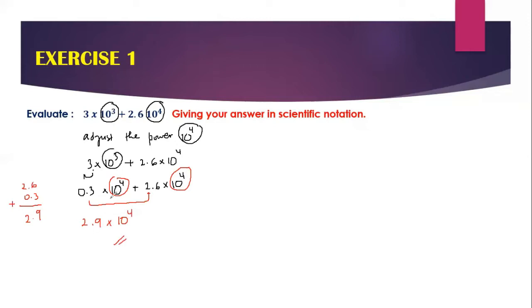Okay. The instruction is giving your answer in scientific notation. Okay, already done. For scientific notation, you have to modify the number to leave 1 digit before the decimal. Done, right? Okay, so then, very clear. Good.